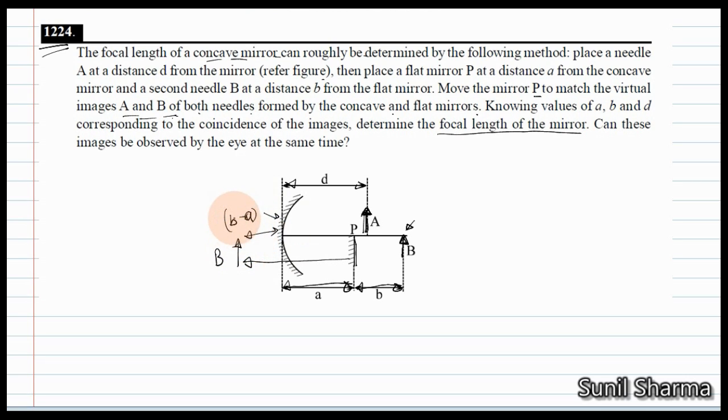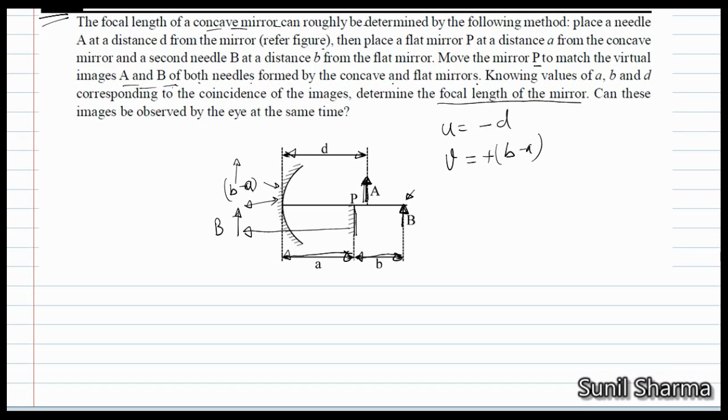Now, if this is the location of the image of A, then U for this object A should be minus D and V for its image should be B minus A. In sign convention we should take it with a plus sign. So we can apply the mirror formula. This is a concave mirror, so the focal length should be negative. Let's assume that the magnitude of the focal length is F, so its sign is minus.